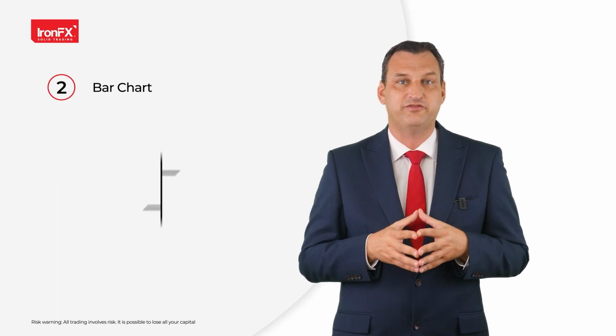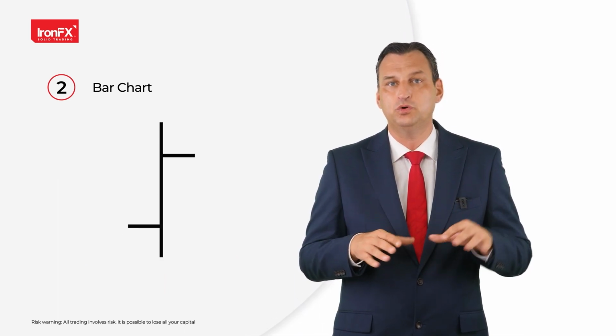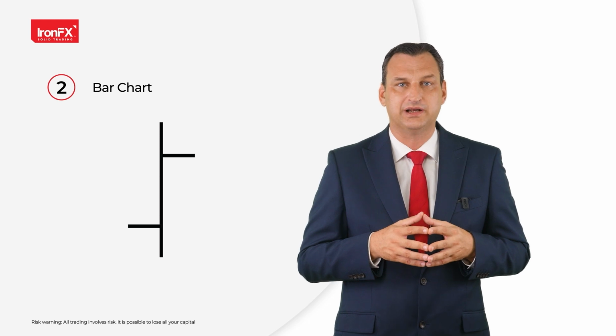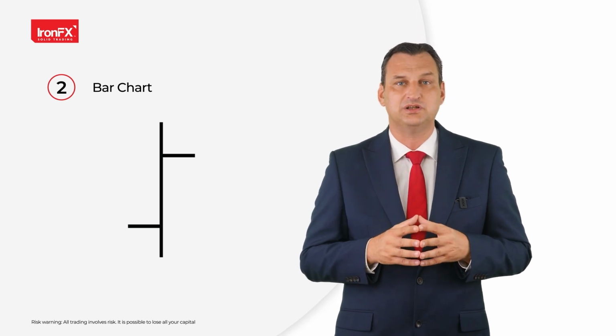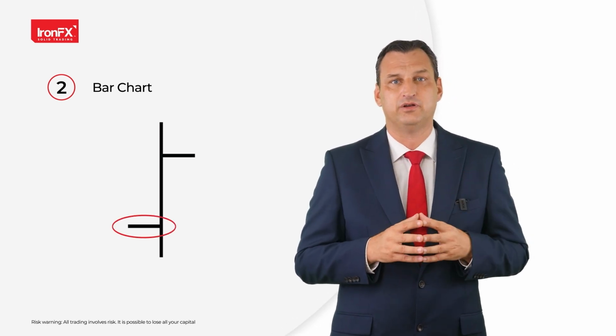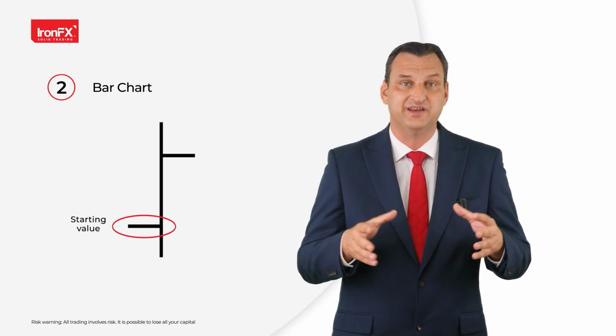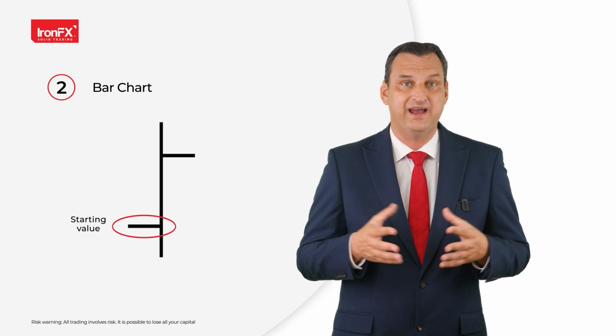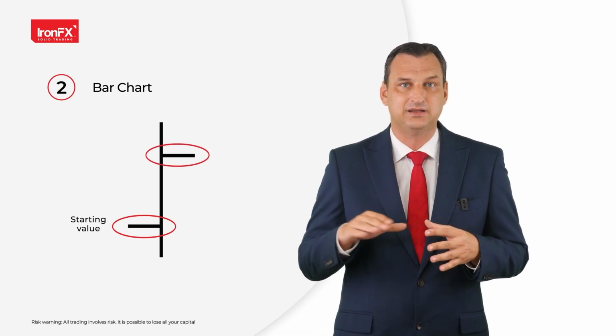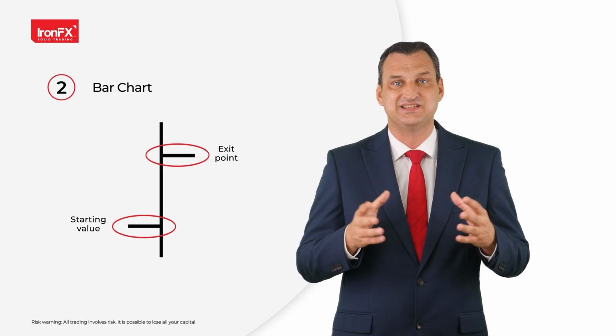Each bar consists of a vertical line and two smaller horizontal lines connected to the vertical one. The horizontal line on the left side of the vertical one represents the starting value of the instrument's trading for the given period of time. On the other hand, the horizontal line on the right side of the vertical line represents the exit point.